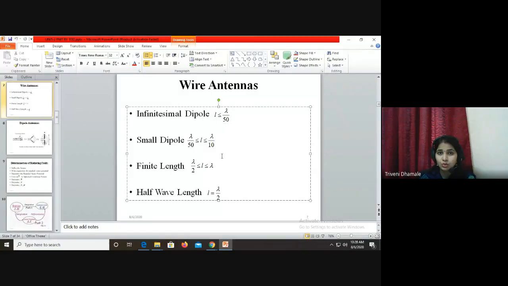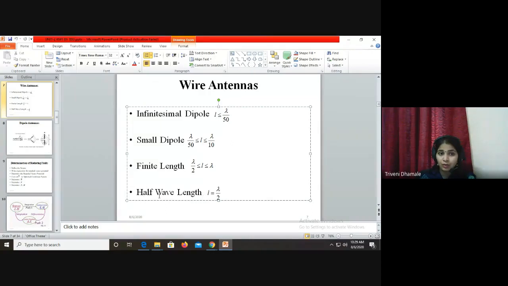That means it is too small. Then lambda by 50 to lambda by 10, that length is a small dipole. Then lambda by 2 to lambda is your finite length dipole antenna. And the next one is when your length is equal to exactly lambda by 2. So it is known as the half wavelength dipole antenna.